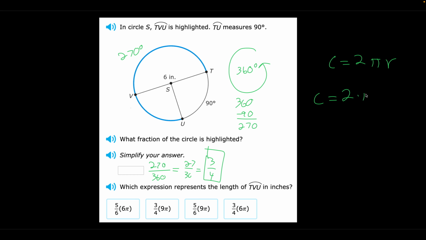So if we plug in our numbers here, 2 times pi times r, the radius here would be 3. Let's leave pi alone for now and just multiply the 2 and the 3. That's 6 pi. So 6 pi is this whole circumference, but we don't want the whole circumference. We only want 3/4 of it. So we want 3/4 of the 6 pi circumference.